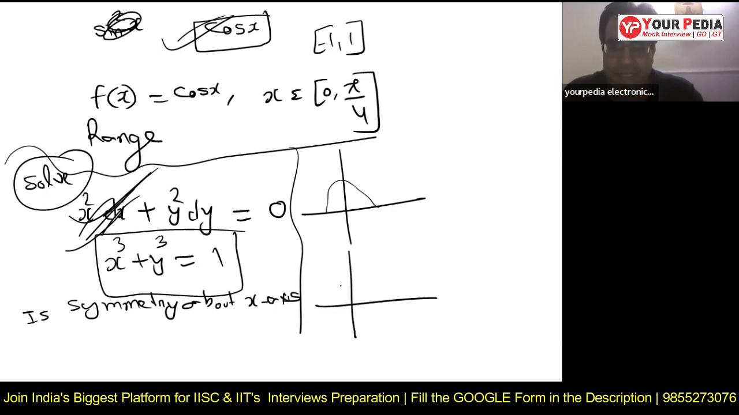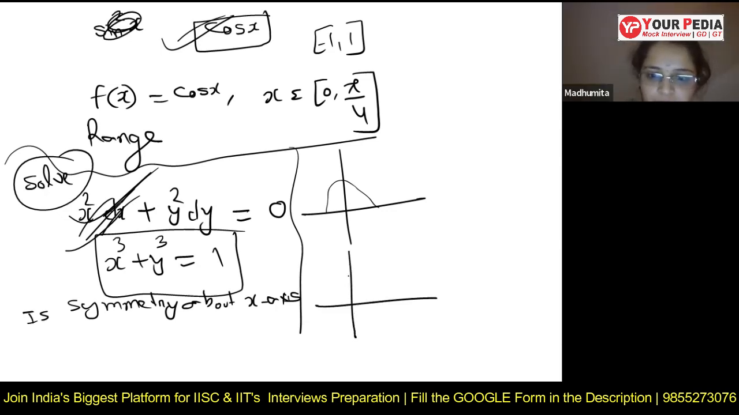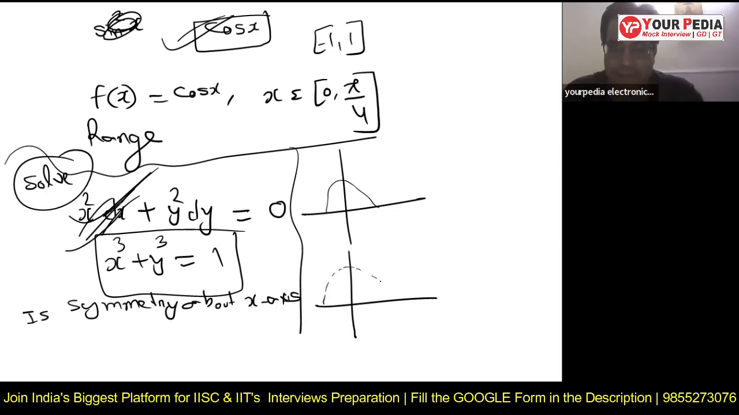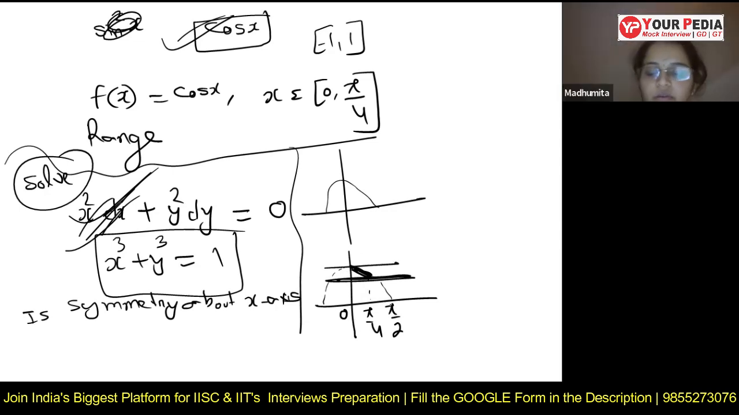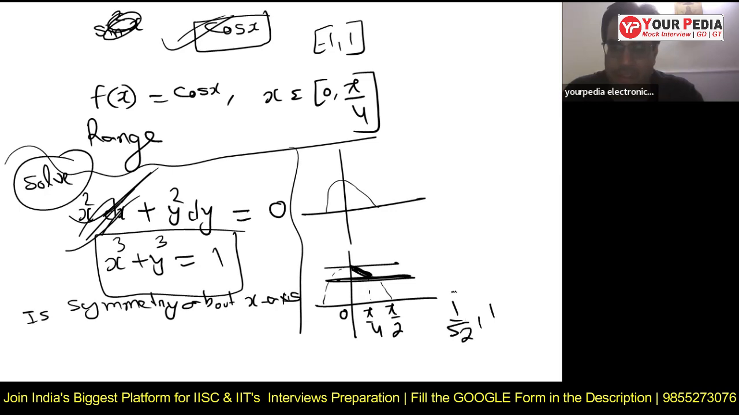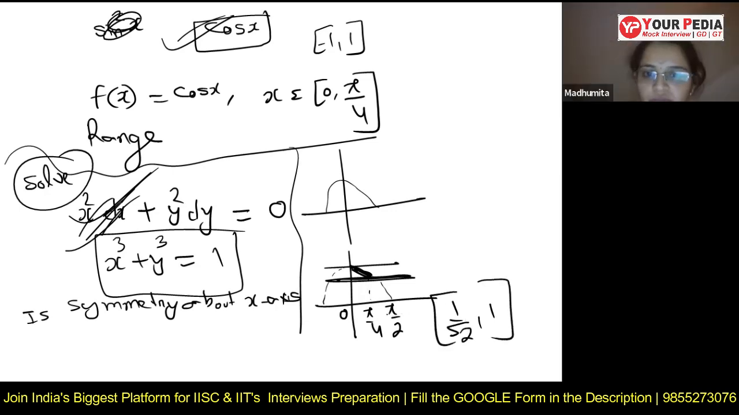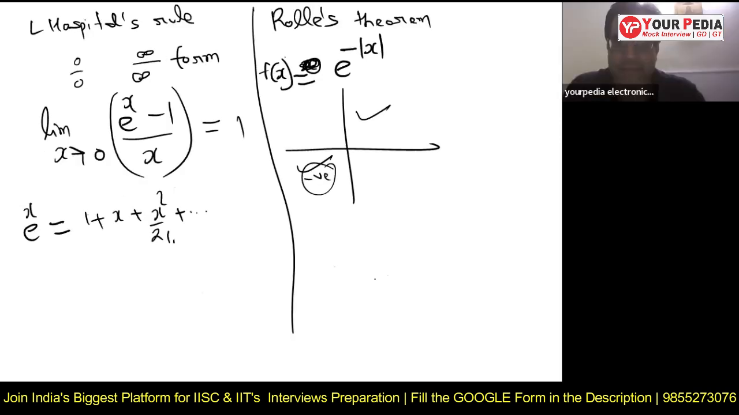Suppose we are drawing from 0 to pi by 4. We know this graph is like this, from 0 to 1. This is 0, this is pi by 2, so obviously this is pi by 4. From 0 to pi by 4, this will be the graph. So what will the range be? The minimum value is this, and the maximum is this. cos pi by 4 is 1 by root 2, and the maximum value cos 0 is 1. So this is the range. Read everything conceptually.